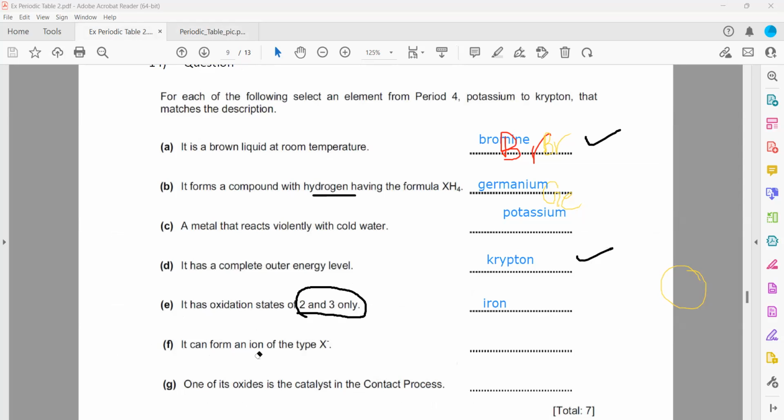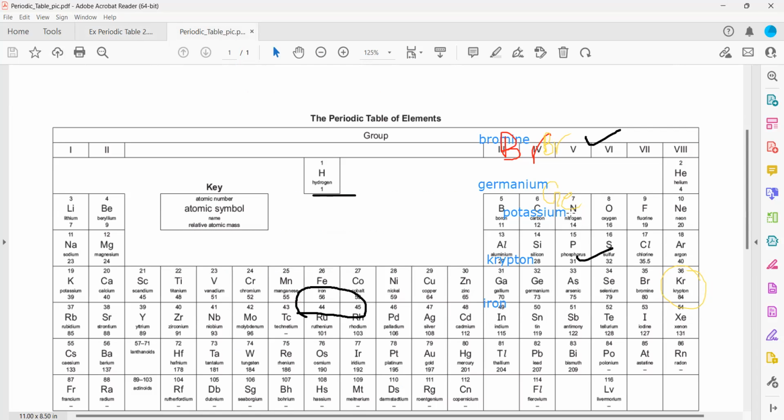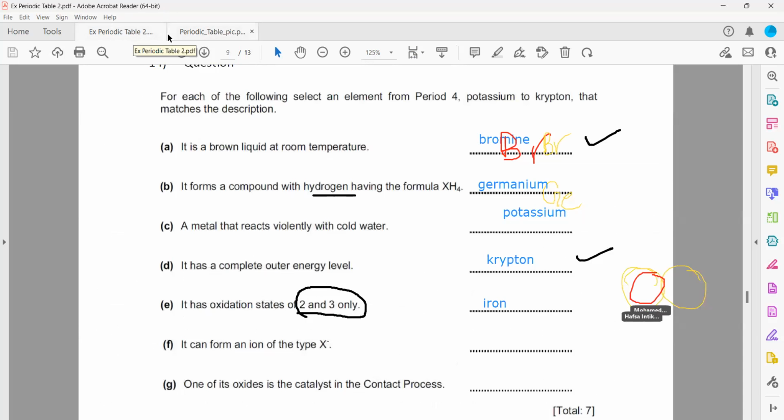It can form an ion of type X-1, means it gains 1 electron, means group 7. So which is group 7? So again, it will be bromine here.